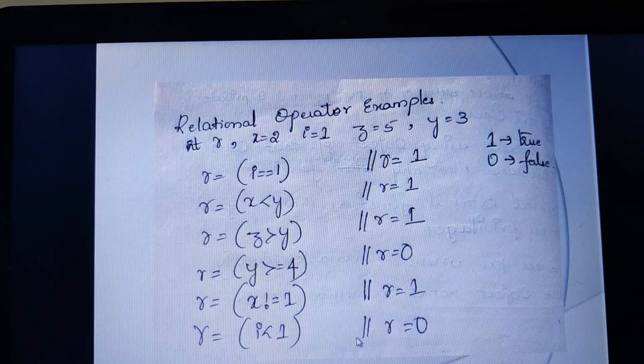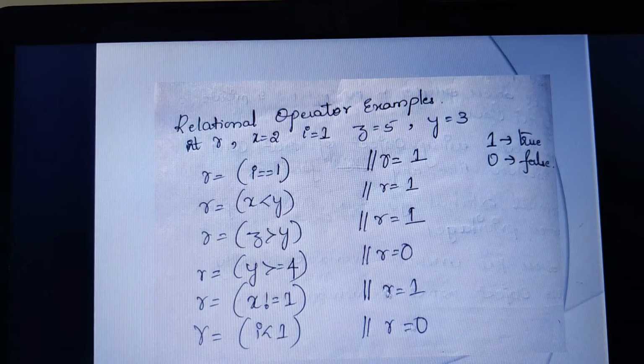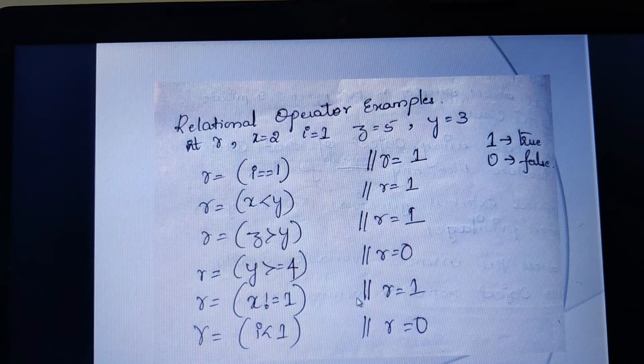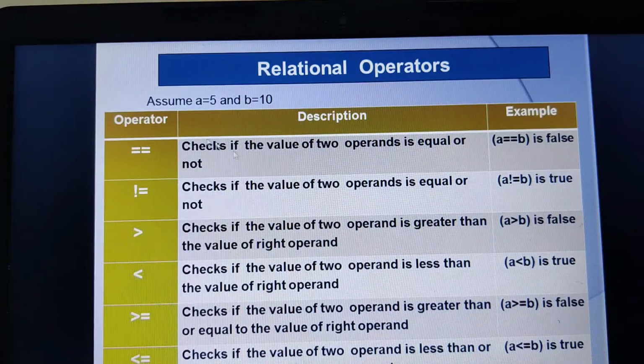So I hope you are able to understand the importance of operators and how we have to use the different arithmetic and relational operators. These are some different examples, but during the examination they'll be asking for 5 marks. When they are asking for 5 marks, each operator carries 1 mark. If they are asking for 3 marks, then you can write any 3 or 4, but the operator description plus quoting an example is a must.